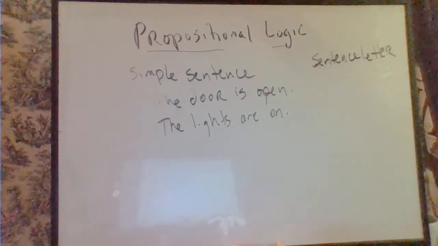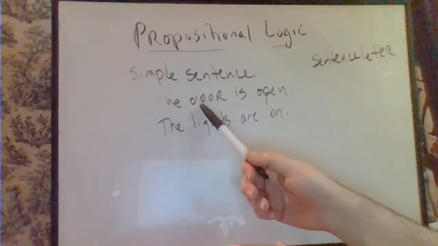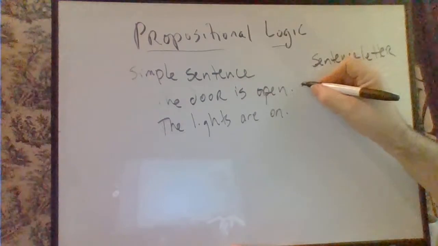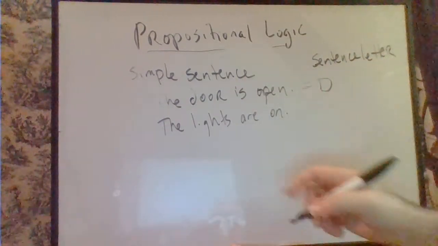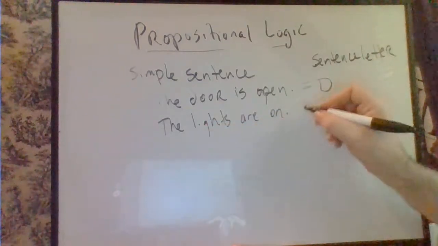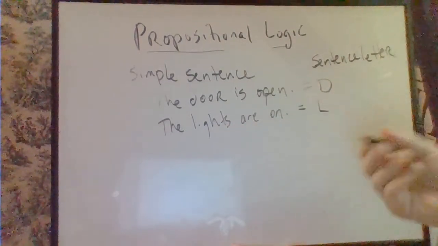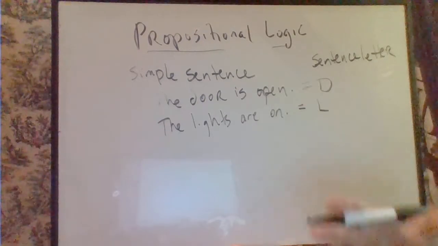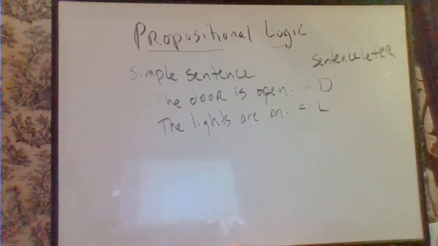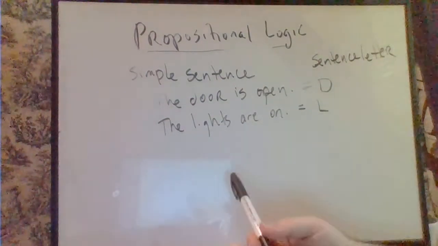Typically what we do is to use the first letter of your subject. So for example, the door is open, I would assign the sentence letter D to stand for it. The lights are on, I would assign the sentence letter L for that purpose. And of course, you can use A's and B's if you want to, as long as you know what it stands for. It is arbitrary, but this is the typical way of doing it.